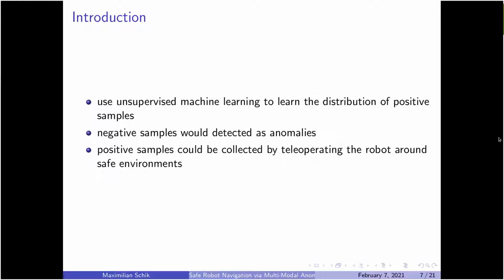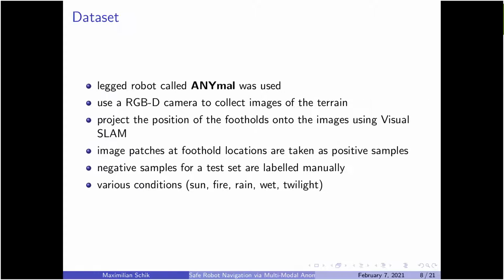The solution to this problem is that we use unsupervised learning to learn a distribution of positive samples, so negative samples could be detected as anomalies. So this all boils down to an anomaly detection problem. And we could easily collect positive samples by just teleoperating or remote controlling the robot around safe environments that we already know the robot can traverse.